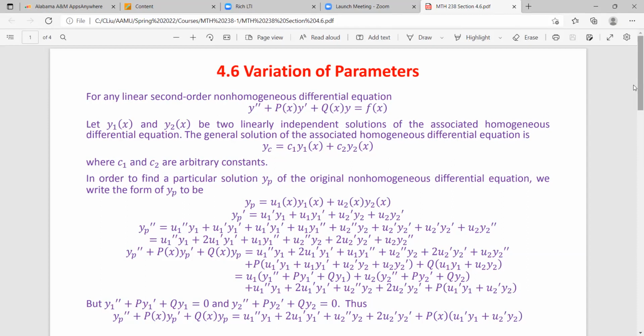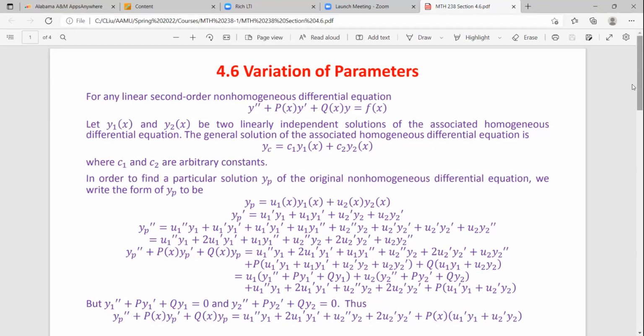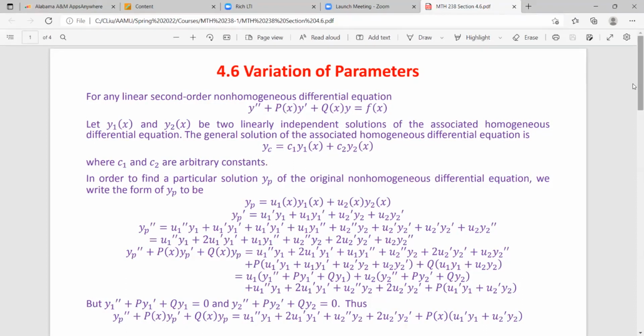All right, so these are 8 terms that we can combine like terms. We can combine 2 terms of u1 prime y1 prime, and 2 terms of u2 prime y2 prime. Okay, so we end up with 6 terms in yp double prime.